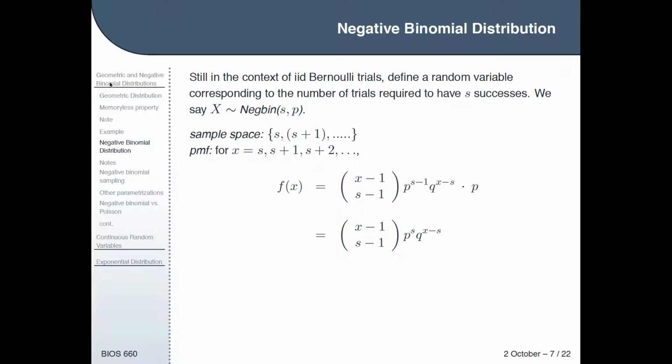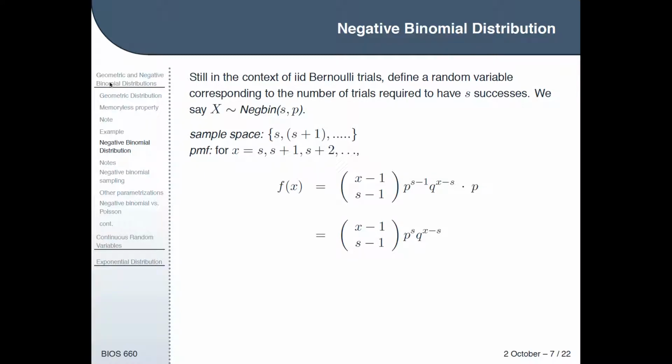But when we have the negative binomial distribution, there can be various possible orders of the S successes over the X trials. You do know that the last trial has to be a success, because once you get to S successes, you stop. However, in the X minus 1 trials before the final trial, they can happen in any order you want.